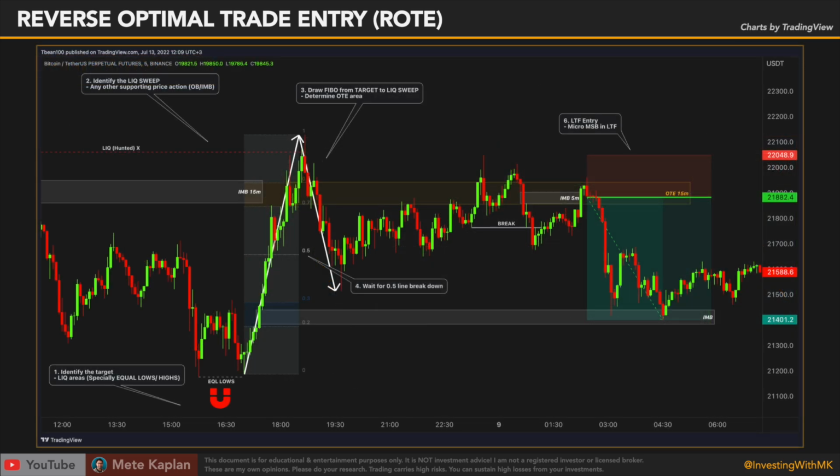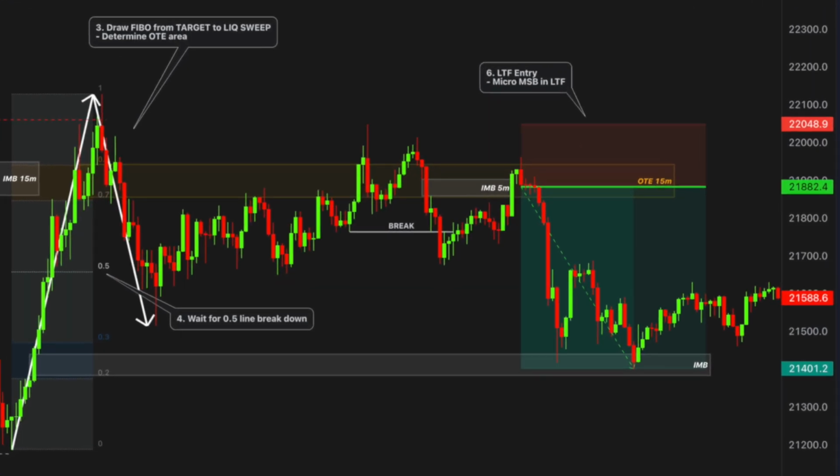Let's go in the 5 minutes time frame. There's a very clear break here, which happens around the optimal trade entry zone. And it's leaving an imbalanced area, a very big and a powerful one. As you can see, the price retraces back to the imbalance after the break and sharply drops.